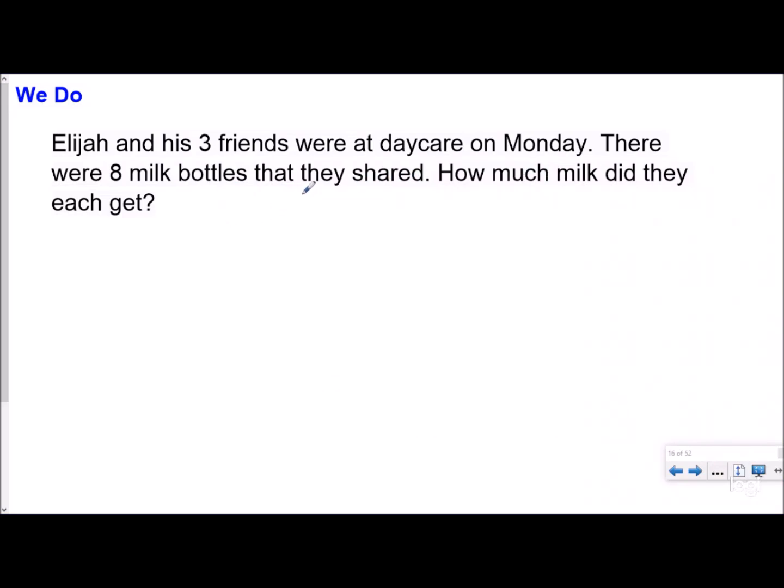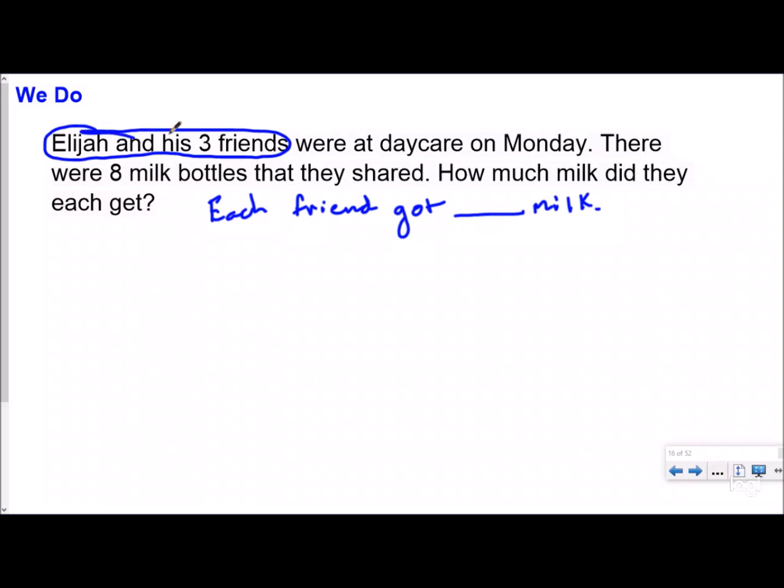And so I'm gonna look at my question first. Is how much milk did each get? So I'm looking for anything about milk or friends. So it says Elijah and 3 friends right here. We know that that is really 4 friends because 1 plus 3 would be 4. We're at daycare on Monday. There were 8 bottles of milk that they shared, right? So sharing is helping me find my dividend. How much should each person get? So I'm dividing here because I'm taking something, I'm sharing it equally. So I want to draw my blank division equation first.